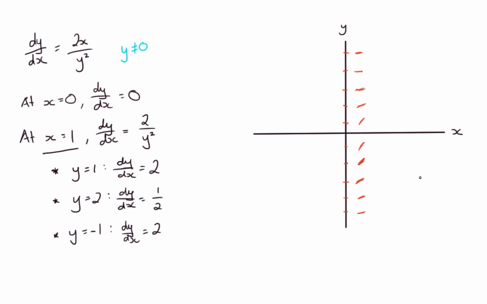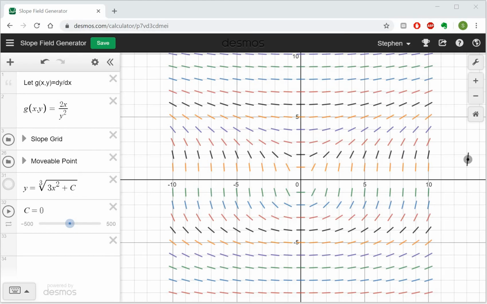So we're actually going to use a bit more software for this, so we'll jump over to Desmos and have a look at that. So this is a slope field generator in Desmos. I'll provide a link for you so you can have a play around with it yourself. Here's our differential equation, 2x over y squared. And you can see this nice looking direction field here. It's going from minus 10 to 10.